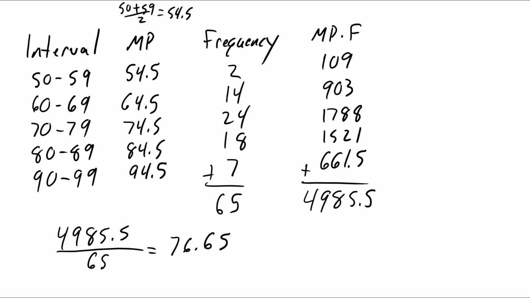Okay. All right. So again, we could do that in our calculator. All you have to do is put the midpoints into list 1, frequencies into list 2, and then the calculator will do the rest of the work for you. But this is how we would do it by hand.